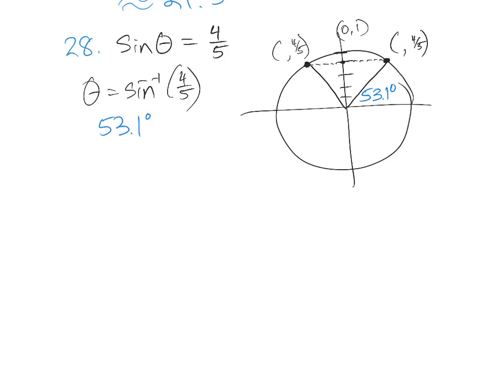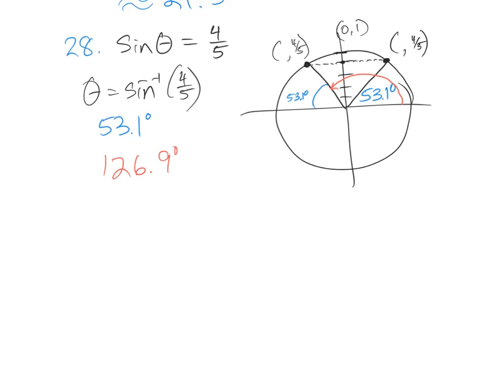Now, how do I find the other one? This right here is also 53.1. So how would I find that degree? 180 minus the 53.1, right? So what is that? 126.9. So you have two possible answers for the sine. Okay?